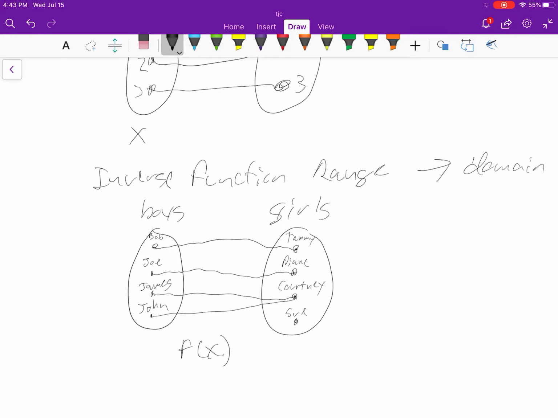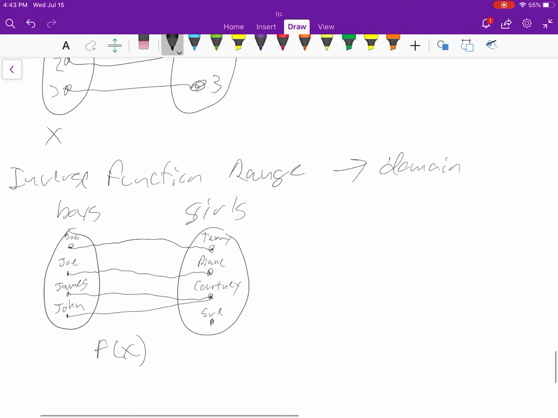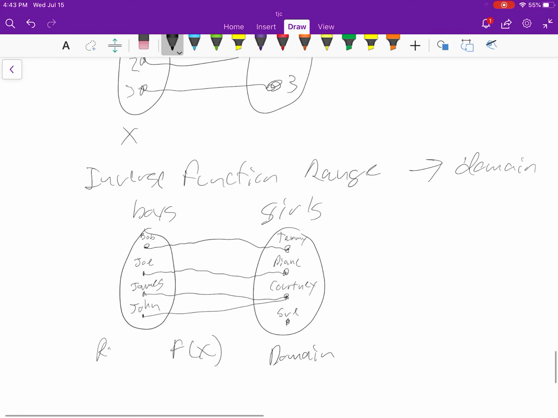This is an f of x, because each element in the domain, all the boys, is only mapped to one girl. They're not dating 2 girls. They're only dating 1 girl. It doesn't matter that Courtney is dating 2 boys. The function is only worried about the domain. It's a restriction on the domain. Well, unfortunately, we can't then have this inverse function, because for the inverse, the girls become the domain, and then we map them back to the boys.